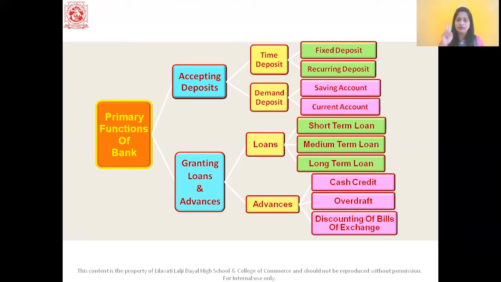Now under time, you have two: fixed and recurring deposit. Under demand, you again have two: saving and current. Loan, there are three types of loans: short, medium, long. And advances, there are three types of advances: cash credit, overdraft, and discounting bill of exchange.